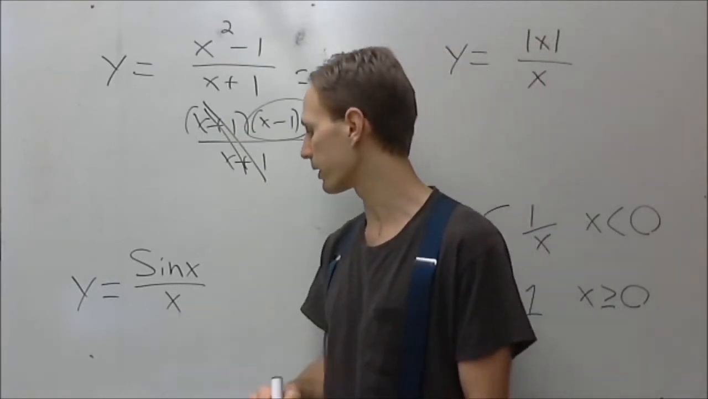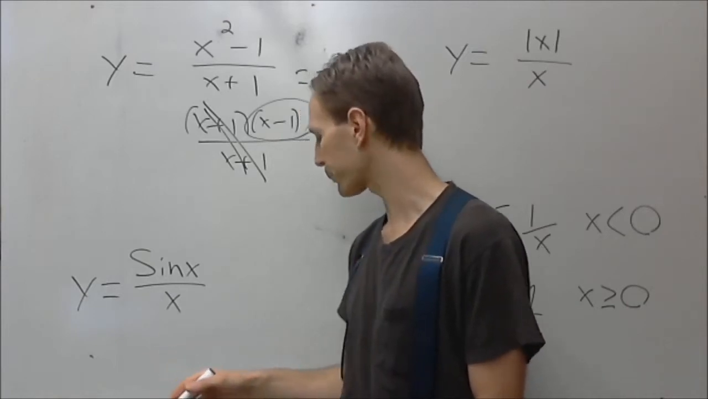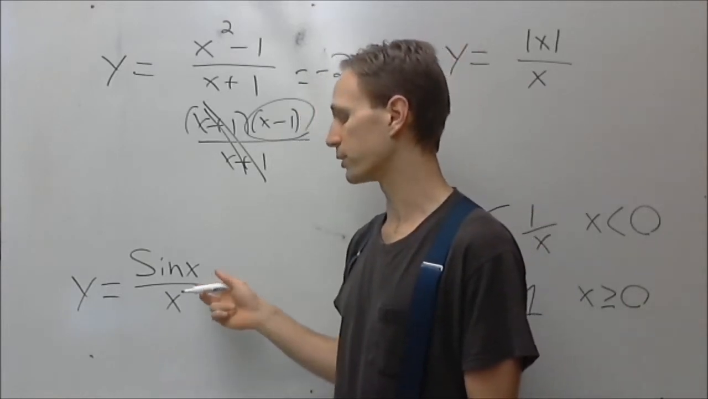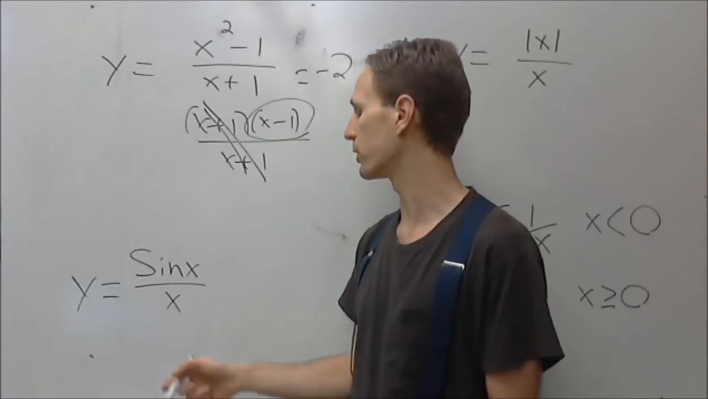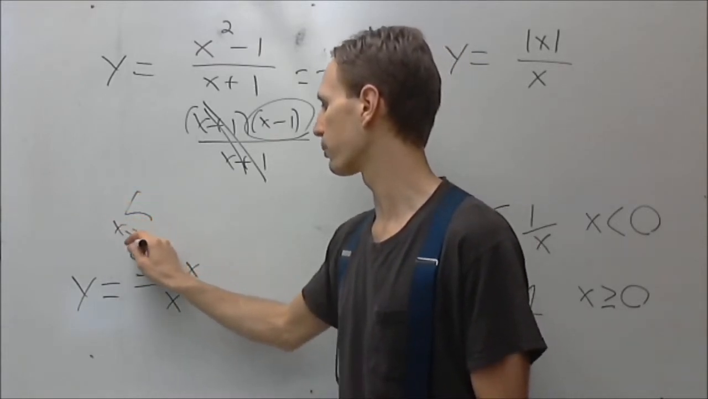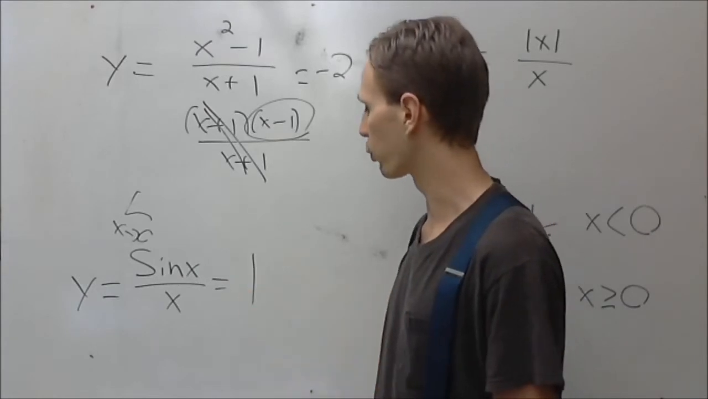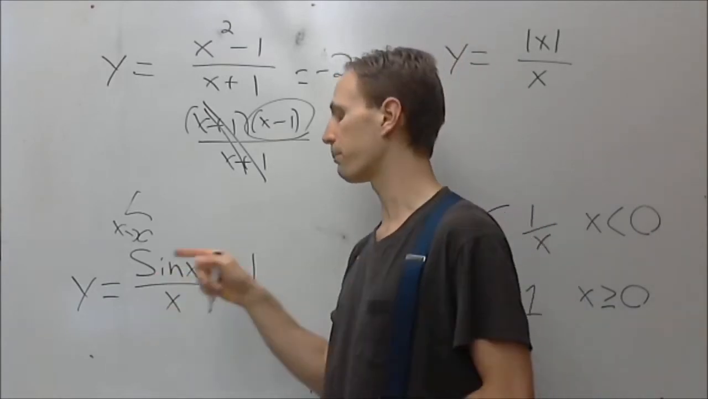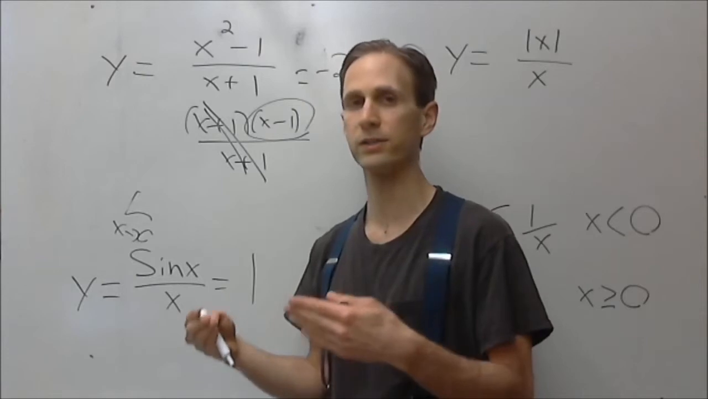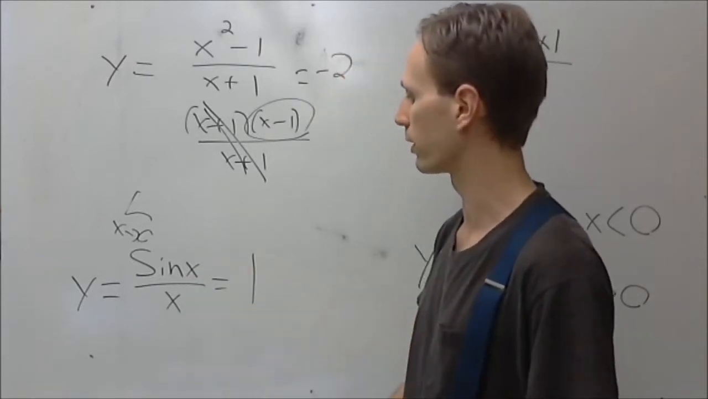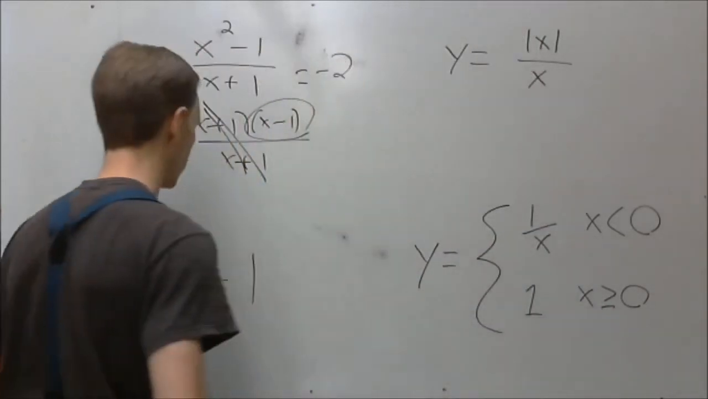Same thing goes for sine x over x. The special trig limit as x approaches 0, the limit as x approaches 0 of this does exist, and it's 1. So it has a punctured discontinuity at the point when x equals 0. This is another removable discontinuity function.